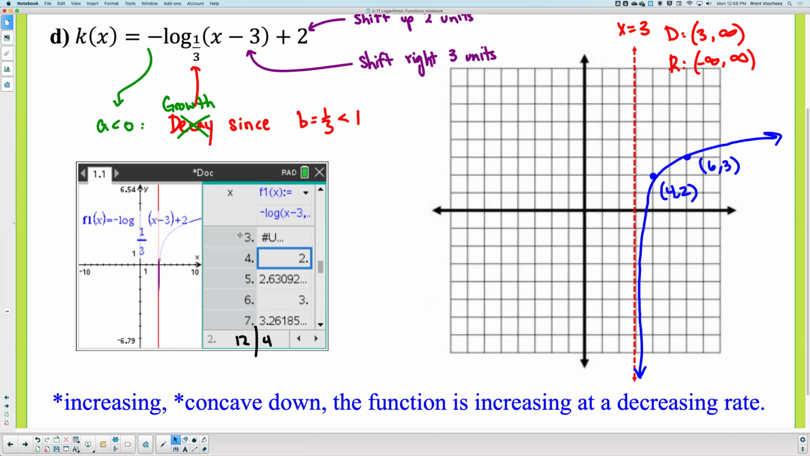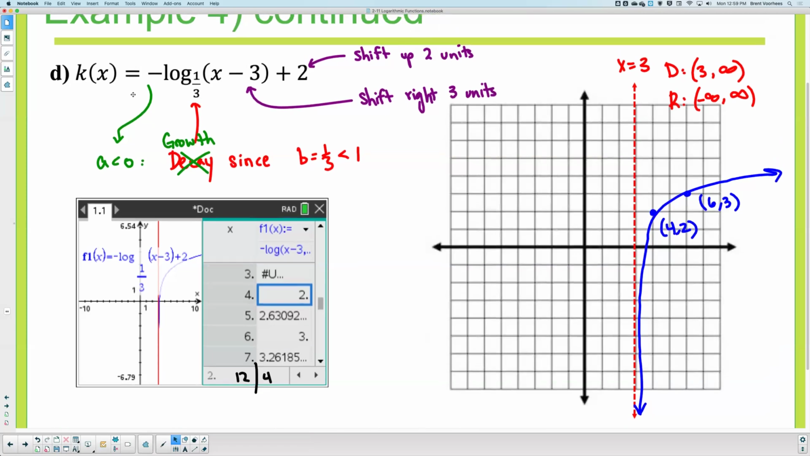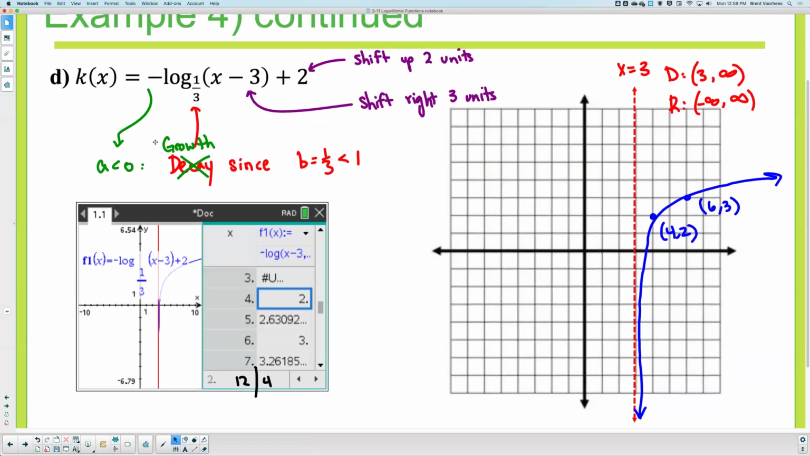Remember, the asymptote is at 3. How many bigger is 12 than 3? No, not 8. Try again. How many bigger from 3 is 12? 9. So notice this is 1 bigger, 3 bigger, 9 bigger. What's happening every time? It's multiplying by 3.